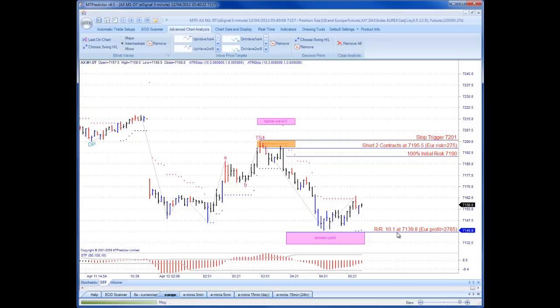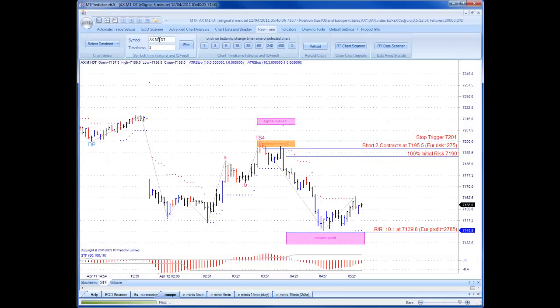So this is just a good example for people who don't trade in Europe, just to show that MTPredictor working on other markets and other time frames. In this example, the 3-minute DAX.